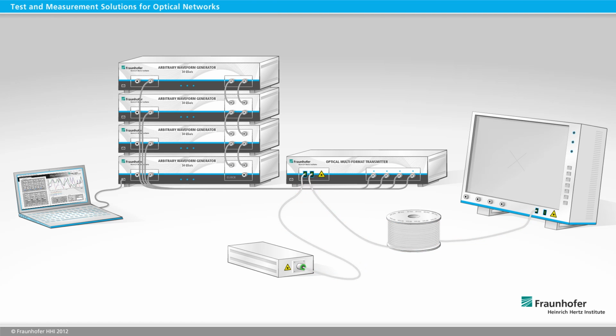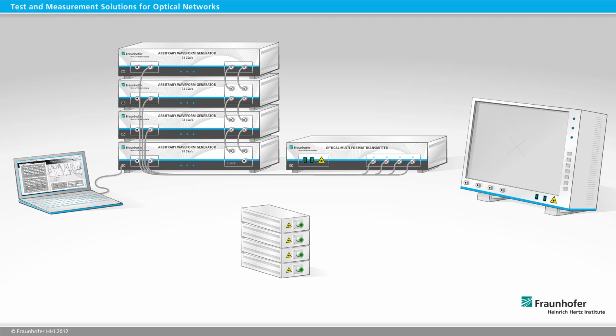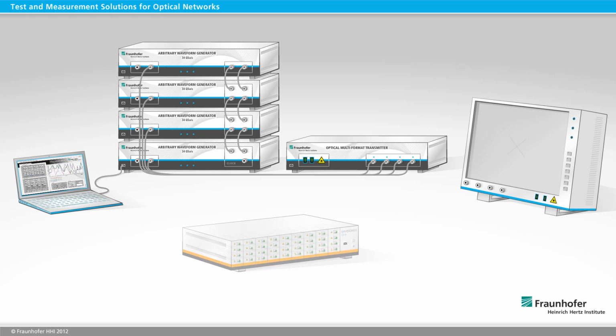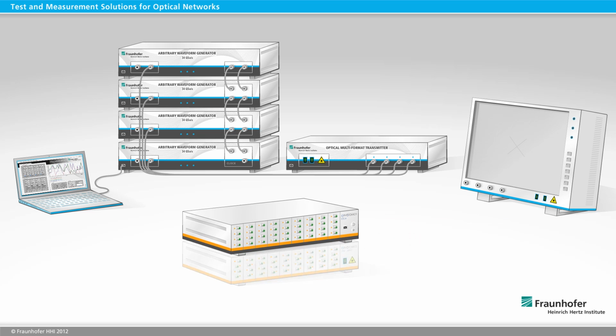Wavelength multiplexing systems can be tested using the Multi-Terabit test solution. This enables emulation of transmission systems with a capacity of up to 54 terabits per second per fiber. The transmission source is the modular Cobright MX Laser Platform from ID Photonics, which consists of configurable, fully tunable continuous wave lasers with a line width of 100 kHz and a maximum output power of 16 dBm.